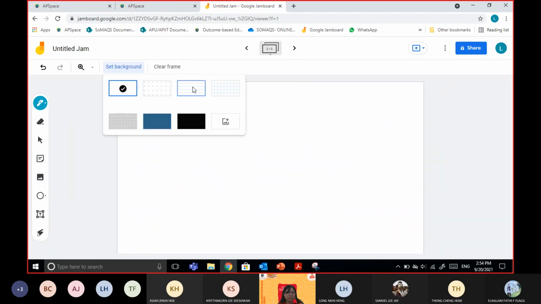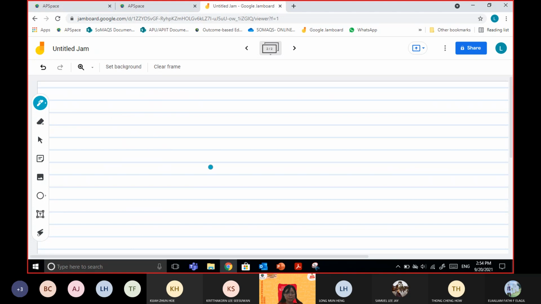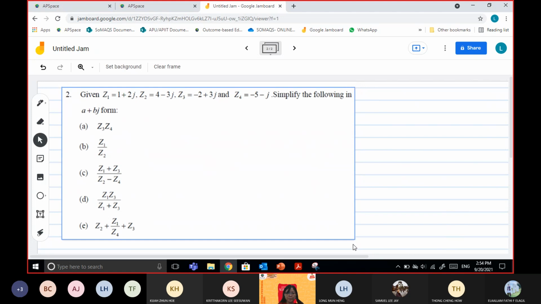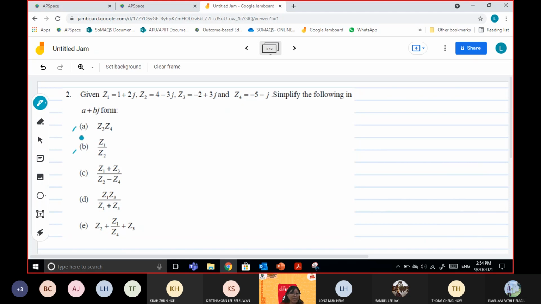Okay, so for the next question, you are given the complex numbers Z1 to Z4. Simplify the following in A plus Bj. Let's have a recap by using A and B, then we move on to others. For A, Z3 multiply Z4. Z3 is actually -2 plus 3j. Then Z4 is -5 minus j.